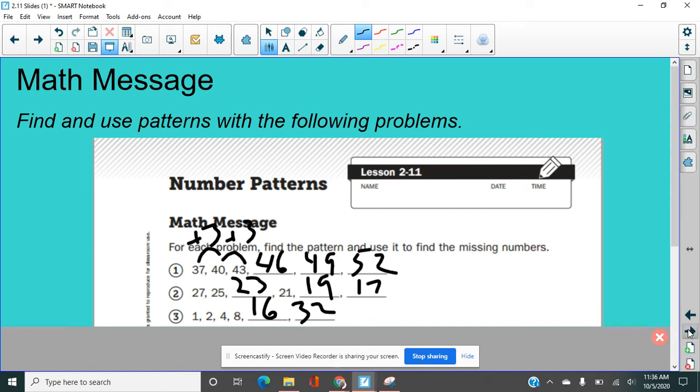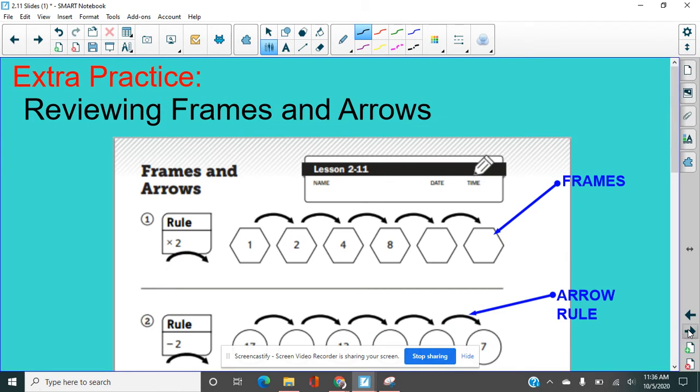So with patterns, this is our idea. We're going to be using these frames and arrows to represent the patterns. The frames are going to be these shapes here that you see. In this case, it's a hexagon. And the arrows are where the rule is happening. So look at this. This says times 2. So we're putting the rule up here on the arrows, times 2. This is what we just did. 1 times 2 is 2. 2 times 2 is 4. 4 times 2 is 8. 8 times 2 is 16. 16 times 2 is 32.